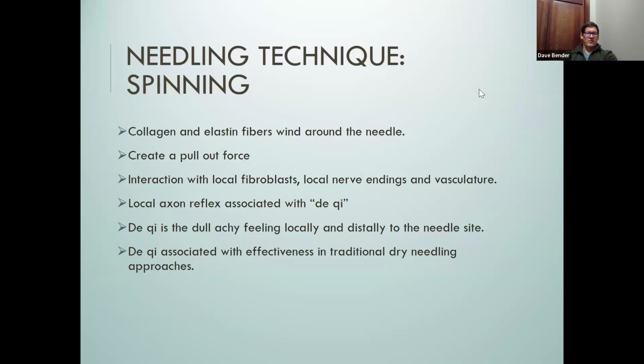They'll talk about a local axonal reflex associated with this, and it's called a déqi. It's kind of a flush feeling. So sometimes people get this kind of flush feeling in the area with needle stimulation. Dull, achy, local. It can be local or it can be distal to the needling site, and it can refer down in those referral zones.